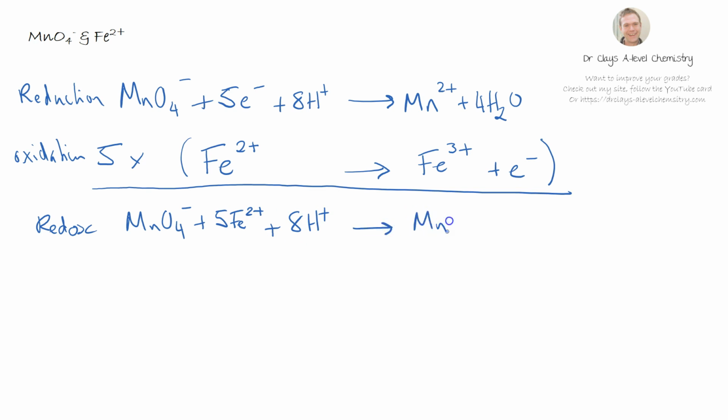We make Mn2+ plus 5 Fe3+ plus 4 H2O. That becomes our balanced redox equation, and we can use that for our redox titration. We'll have a look at doing that now.